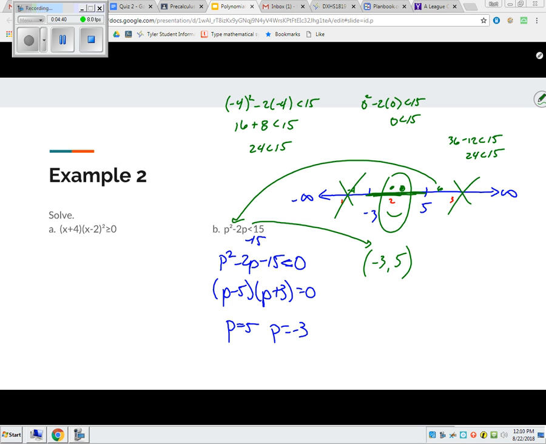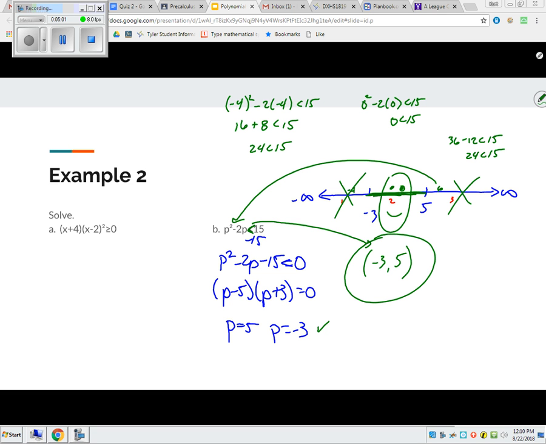If I was to actually plug in negative 3 and 5, remember those would be critical numbers. That's what makes the equation equal to 0. I don't want it equal. I want it strictly less than. We'll go over that again in a minute if we need to. I know that's going to be new and a little bit confusing. But this answer right here, negative 3 to 5, is what I am looking for.